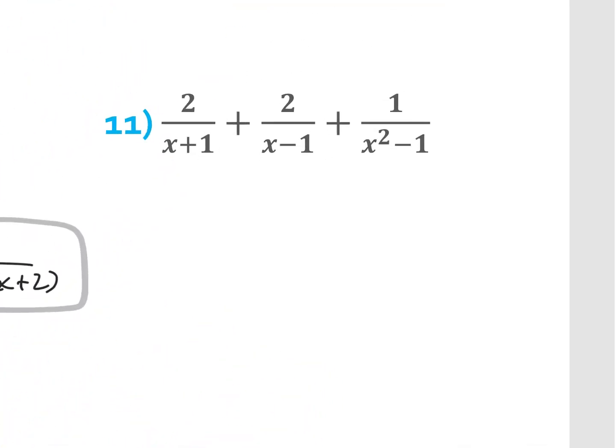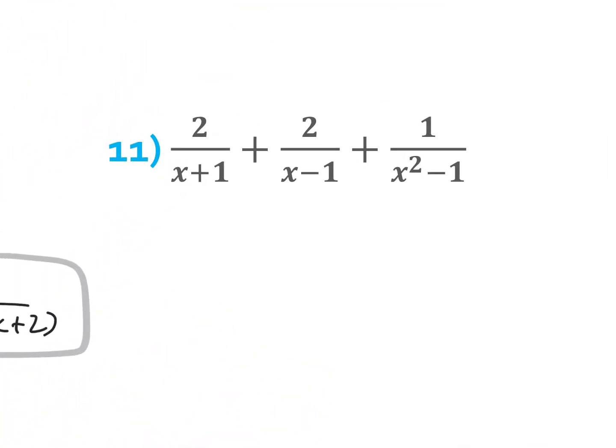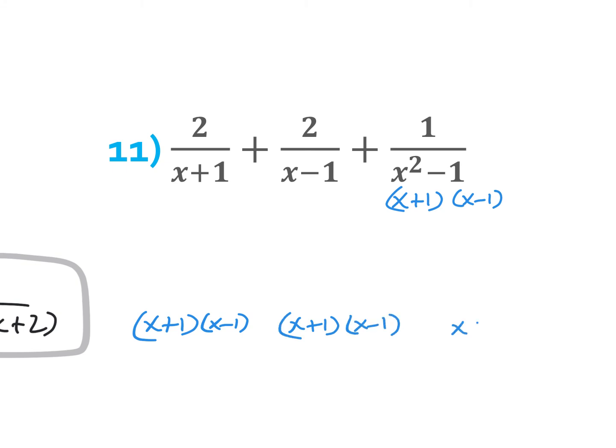Number 11. Now again, I'm going to factor this. Let me just do it right below it. It factors into x plus 1, x minus 1. So that's my least common denominator. Notice this one has part of it and this has part of it. So let me write it down 3 times. So x plus 1, x minus 1, x plus 1, x minus 1, x plus 1, x minus 1, and then now I'll add in my plus signs.